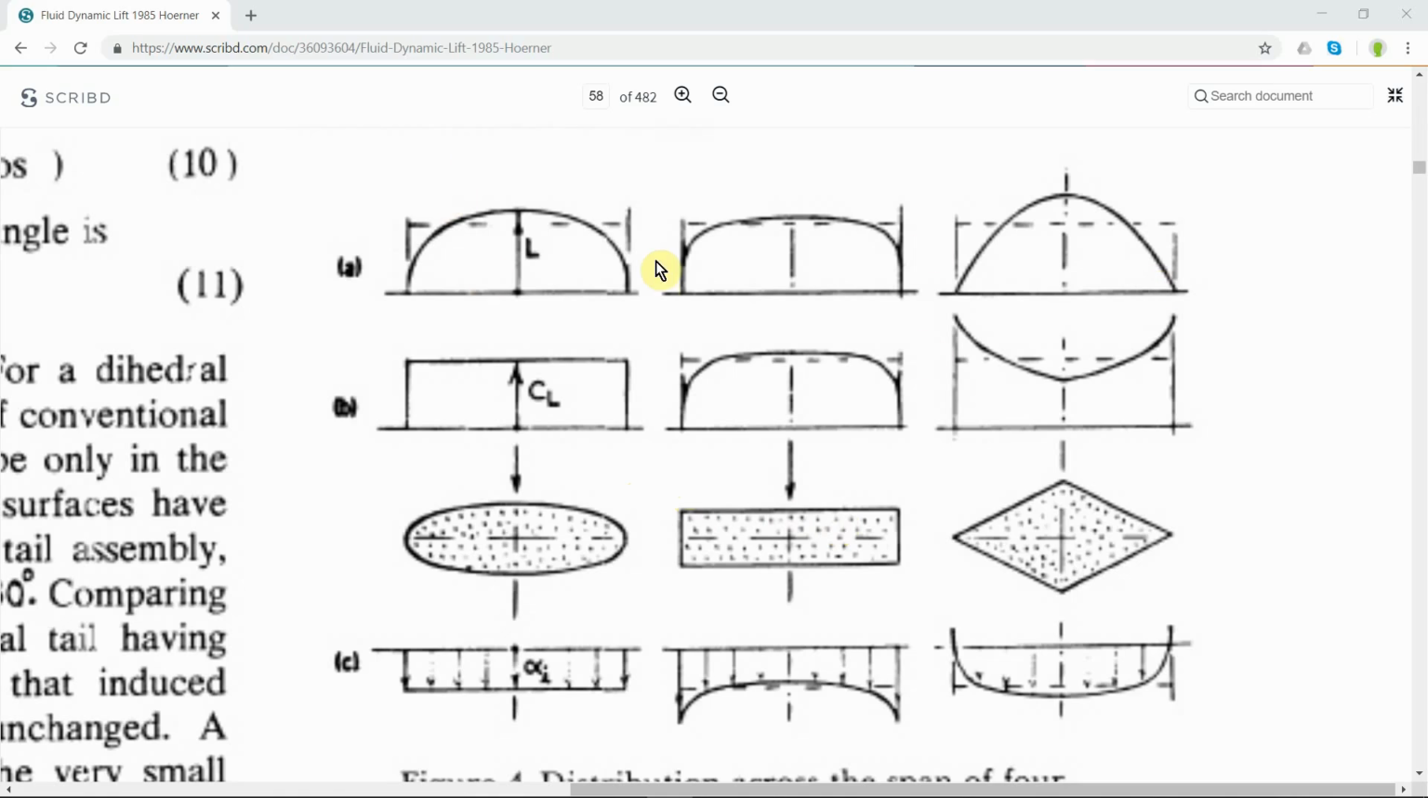You may recognize this page from Horner's book on fluid dynamic lift from our previous video. This diagram is showing the load distribution and coefficient of lift distribution for 3 different wing planforms. What I would like to do in this video is to try to reproduce this lift distribution and coefficient of lift diagram using a program called OpenVSP.